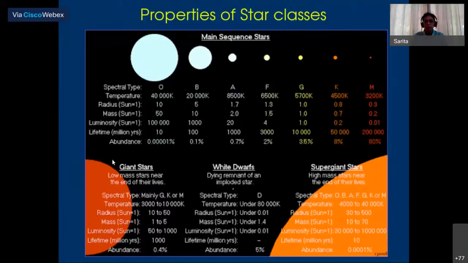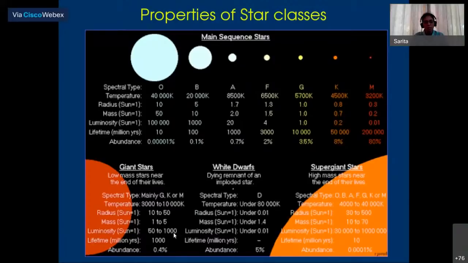Now let us look at the giant stars. As you know, giant stars are usually low mass stars. These are stars near the end of their lives. Beyond the main sequence evolution, you will come across giant stars. Their spectral types are mainly G, K, and M. The surface temperature varies from 3000 to 10,000 Kelvin. The radius is 10 to 50 times the radius of the sun. Mass is 1 to 5 times the sun.